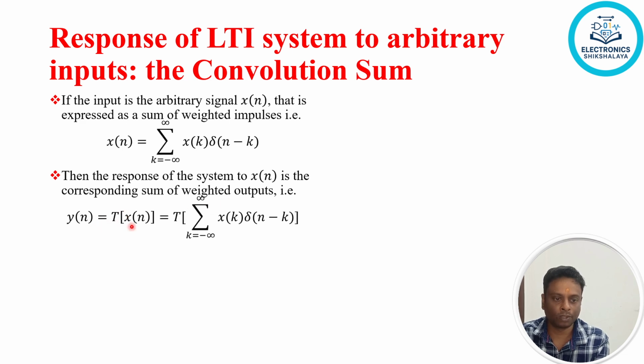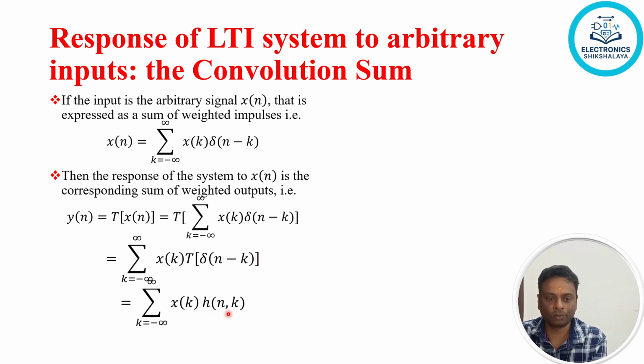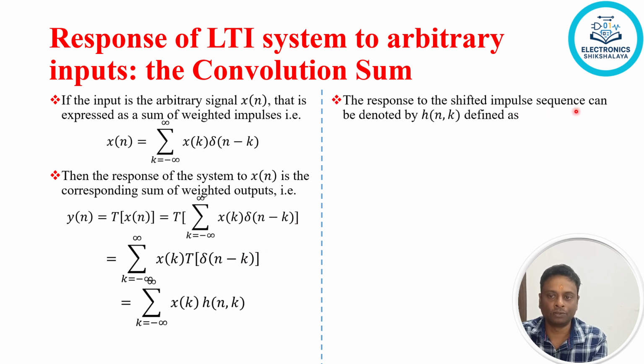y of n equals the transformation of x of n. We have seen that x of n is the sum of x of k into delta of n minus k. So let us put it over here and keep x of k outside. What is the transformation of delta of n minus k? It is h of n comma k. So h of n comma k is the response to the shifted impulse sequence, denoted as h of n comma k, equal to the transformation of delta of n minus k.